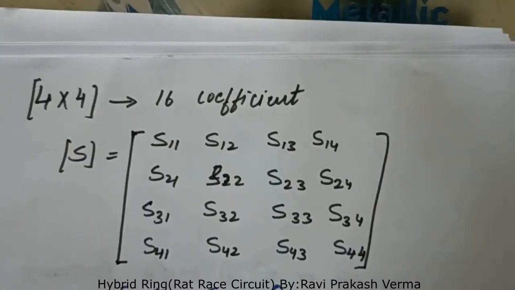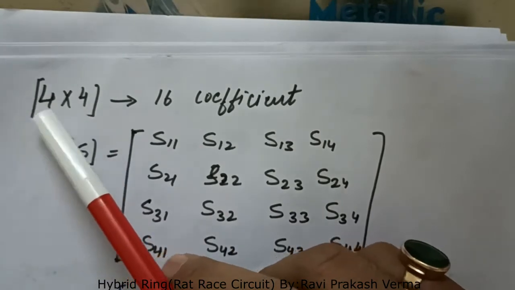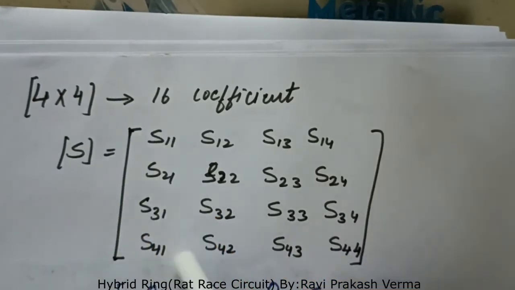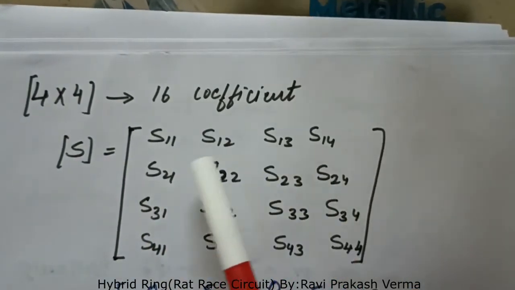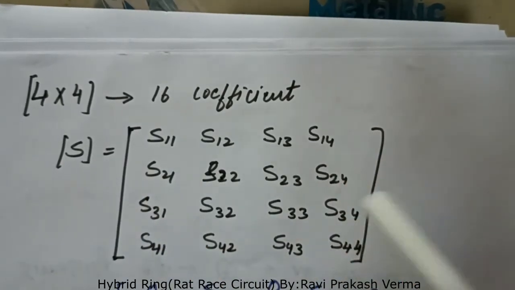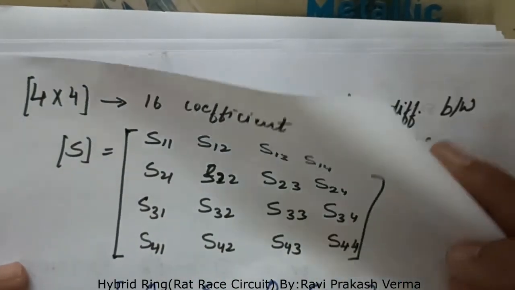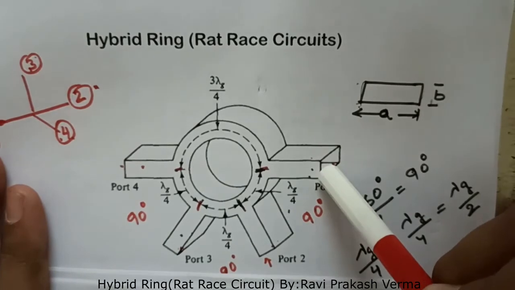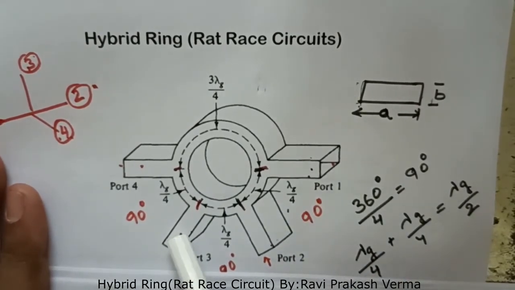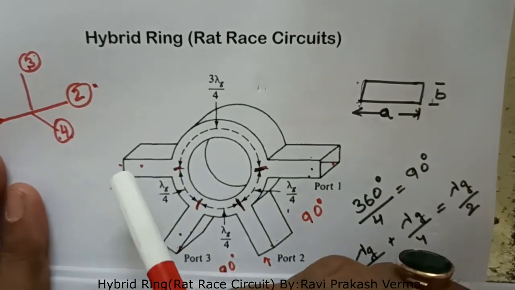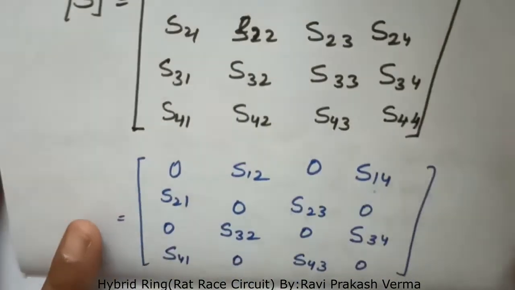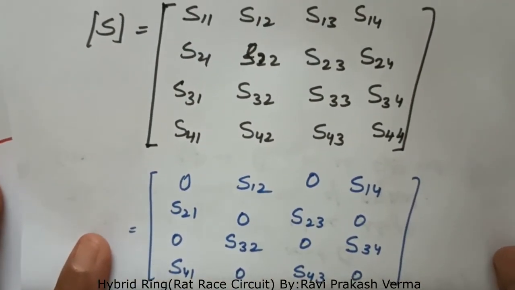The rat race circuit consists of a total of 4 ports, so it has an S matrix with a dimension of 4 cross 4. Total 16 coefficients are there, so here I have written 16 coefficients. It has 4 rows and 4 columns. In the rat race circuit, we saw that when we apply input to port 1, we obtain 0 output at port 3. When we apply input at port 2, we obtain 0 at output port 4. So now we are going to derive this S matrix, the scattering matrix, for the rat race.